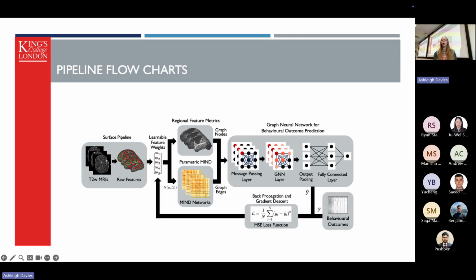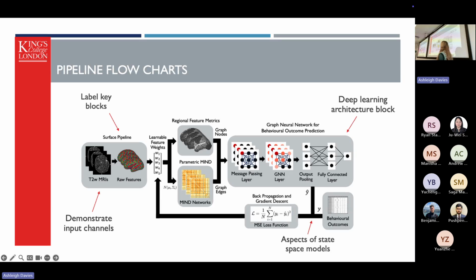The things that you can put in your pipeline are basic input information. You can label blocks that do different things, like maybe you have your surface pipeline and you might go into more detail somewhere else in your proposal, for example.